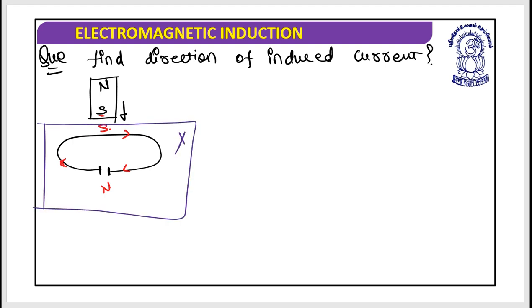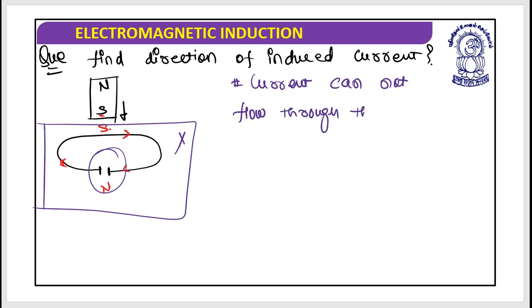You should not do this. Look at the gap. The thing is, current cannot flow. Please have a look at the diagram very carefully. Current cannot flow through the coil, which is not a closed loop.